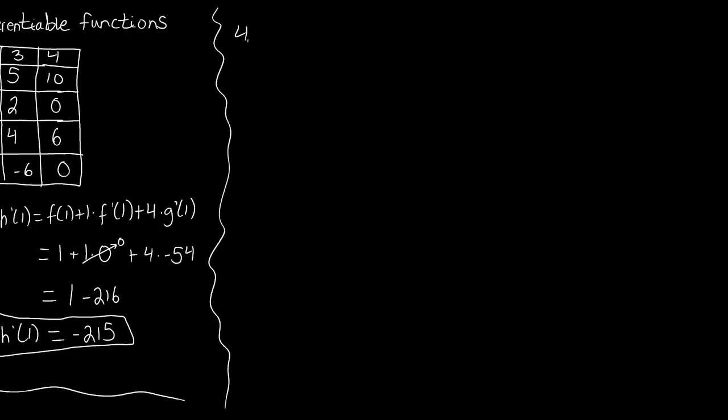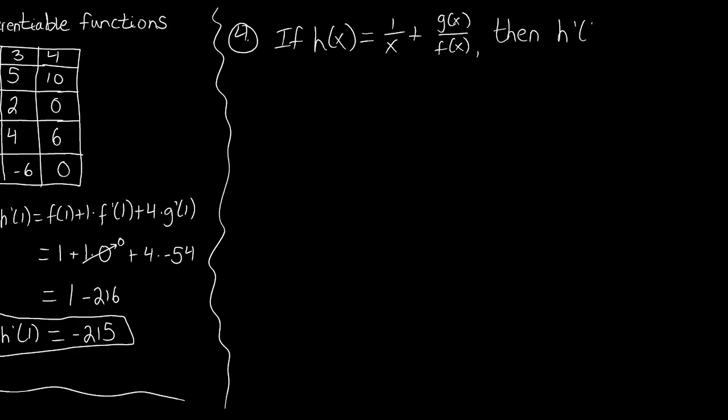So question 4 asks us, well, if h of x is defined as 1 over x plus g of x over f of x, then h prime of 4 equals what? Okay, so the first thing we've got to do, just like the other three problems that we've done, is take the derivative. But in order to do that, let's figure out how we have to derive each of these pieces.